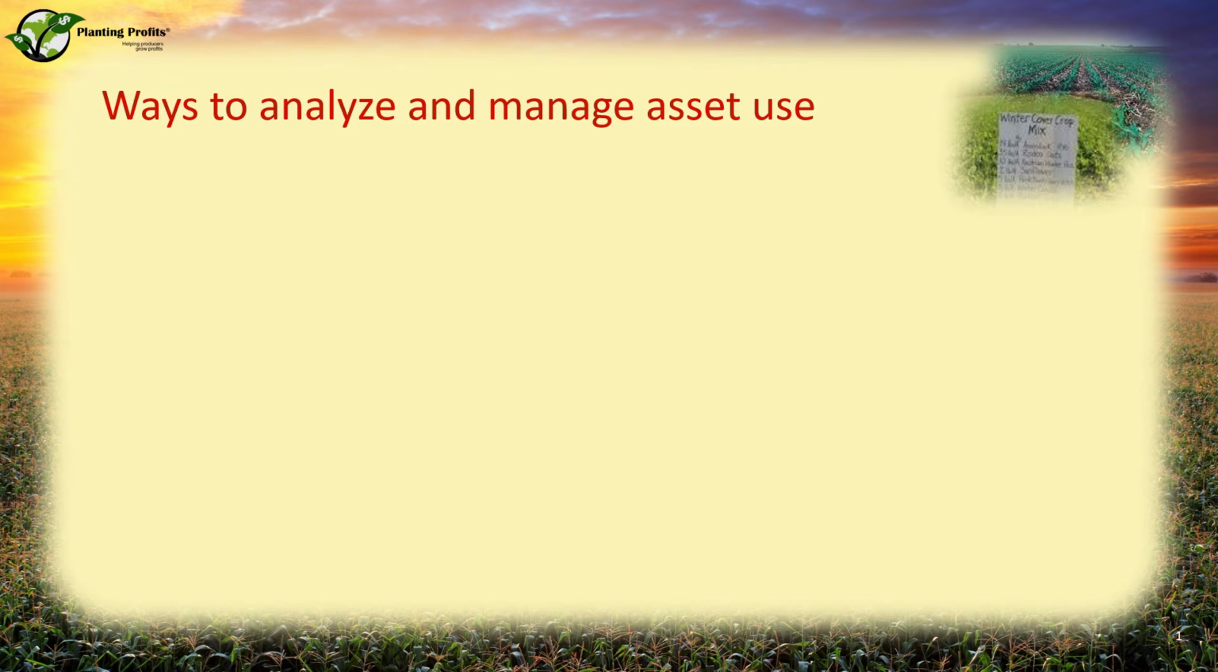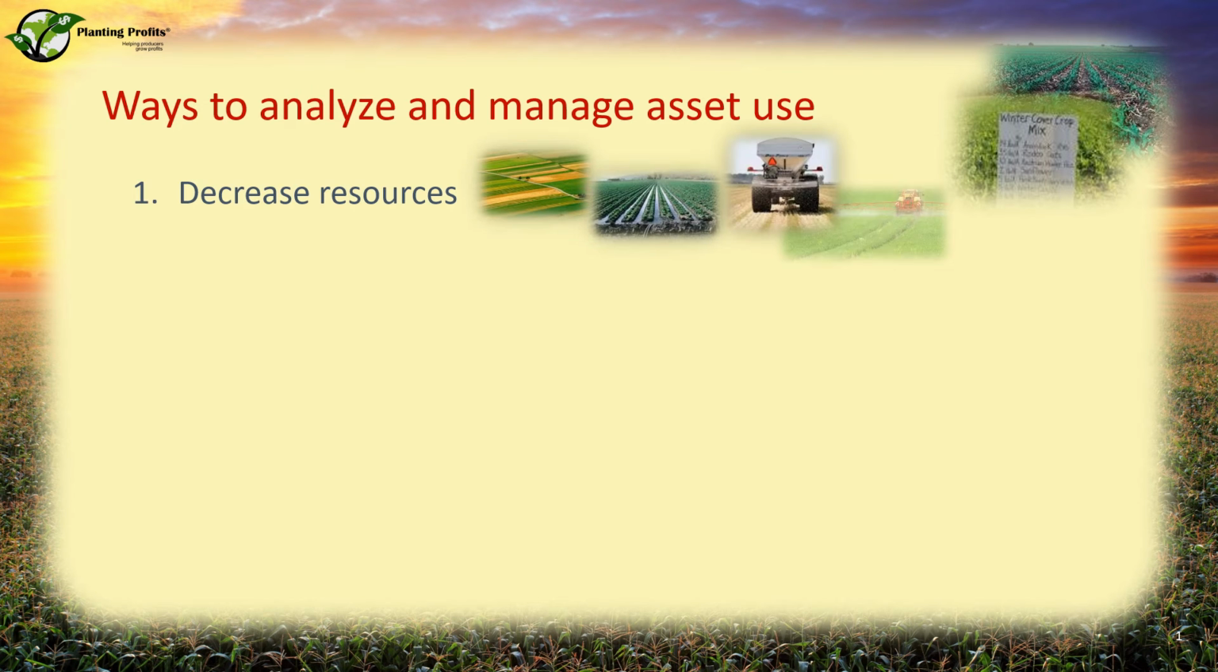Here are 5 ways to analyze and manage asset use. Number 1, decrease resources such as water, labor, fertilizer, chemicals, equipment, storage, and evaluate the impact on estimated income. If a critical resource was not originally included in your plan, you may want to add it now, otherwise it can't be analyzed. If you add a new resource, you'll have to create a new baseline.